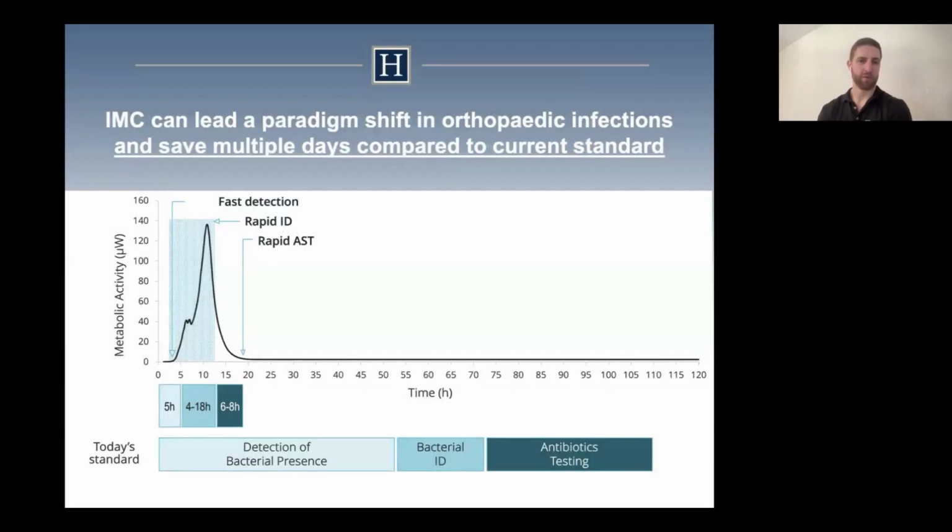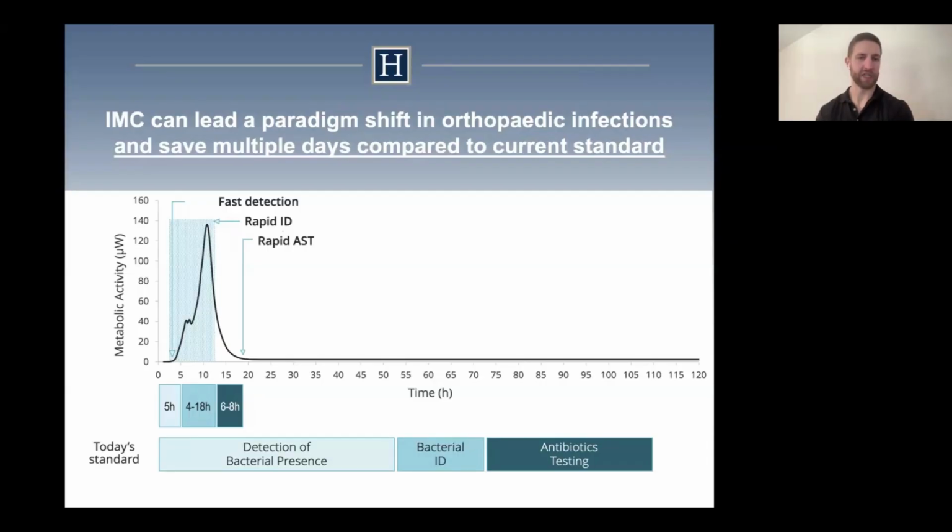So I think the bottom line of what we saw is that calorimetry has the potential to lead a shift in how we actually detect PJI and FRI and other infection cases within the field of orthopedics, especially when it comes to tissue cultures. And the biggest component of that, as you can see from the timeline on the bottom, is really the detection stage of bacterial presence. If we can save multiple days on that through the use of calorimetry, it will really just expedite the whole process to ID and antibiotic testing.